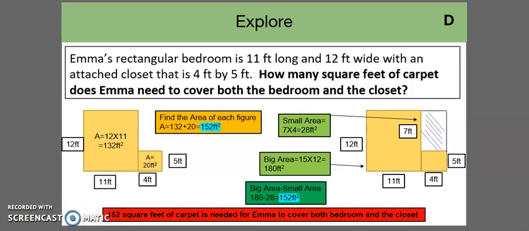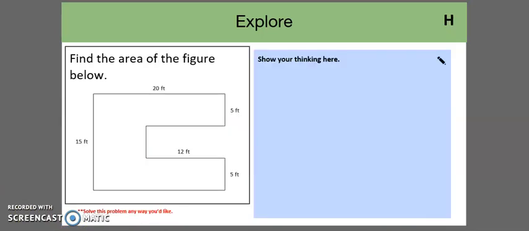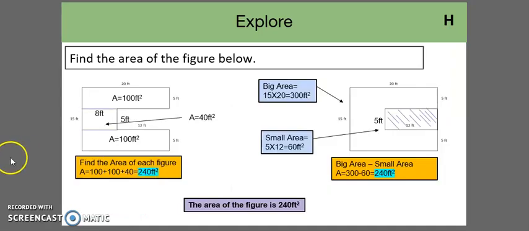Okay, we're going to look at one more question. Okay, so find the area of the figure below. So again, pause the video, think about how you would work through this problem, maybe find out missing information on the diagram, and we'll compare your answers with the ones provided on the next slide. Okay, so here we go.